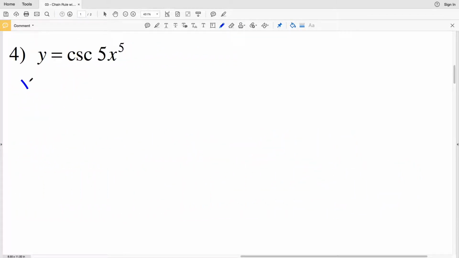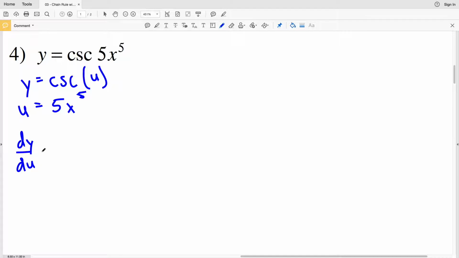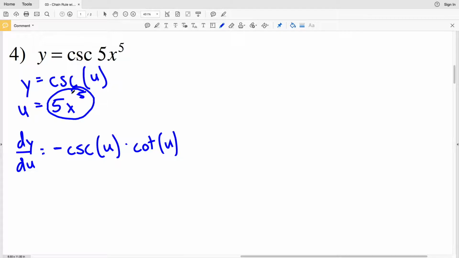In number 4, y is going to equal the cosecant of u, and we'll set u equal to 5x to the 5th. So the derivative of y with respect to u is the derivative of the cosecant, which is going to be negative cosecant of u times the cotangent of u. And remember, we know what u is, so we'll plug that back in. And the derivative of u with respect to x is going to be the derivative of 5x to the 5th, which is 5 times 5 is 25, and taking 1 away from 5 is 4. So we're going to have 25x to the 4th.